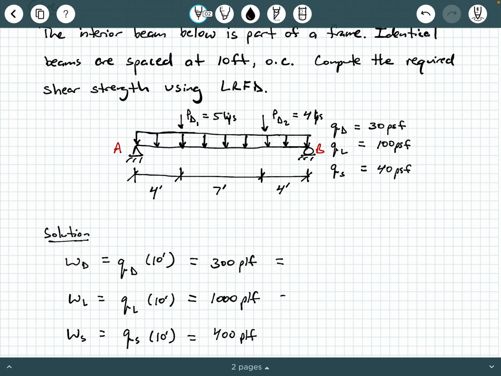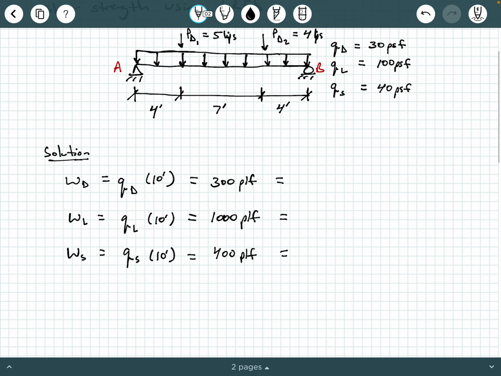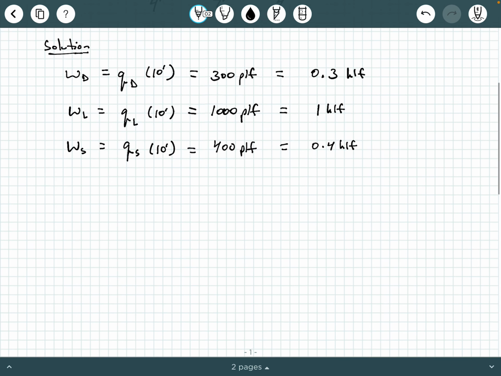Now, just to use consistent units, notice that my point loads are in kips. I'm just going to convert these to KLF. So we'll have 0.3 KLF as our W dead. We'll have 1 KLF as our W live. And then we'll have 0.4 KLF as our W snow. So now our loading is pretty much ready to go. If you want, you can redraw this beam in terms of the linear loading instead of the surface loading. But for the most part, we're ready to go.